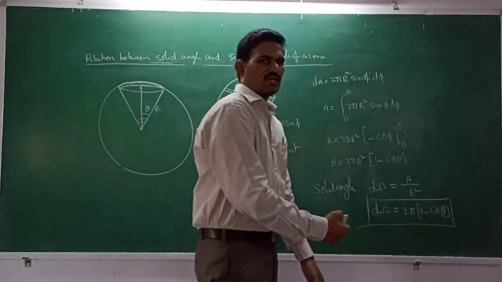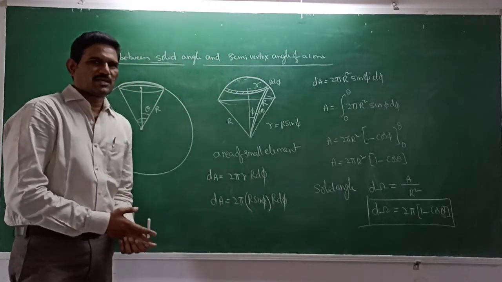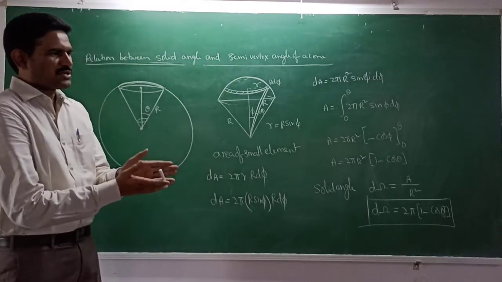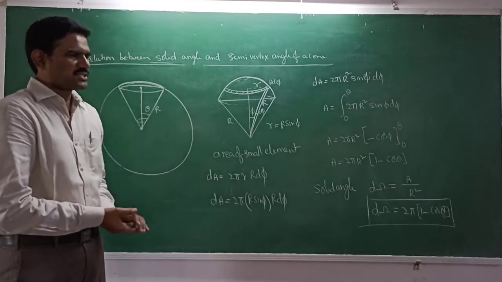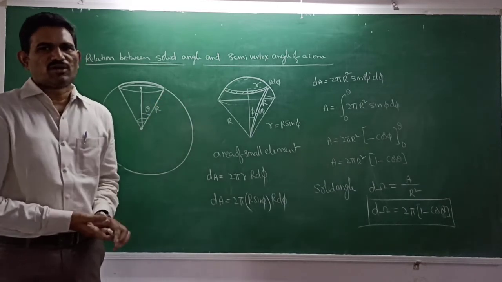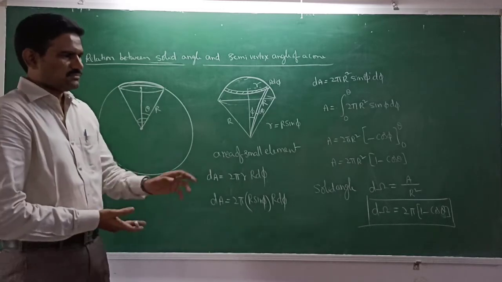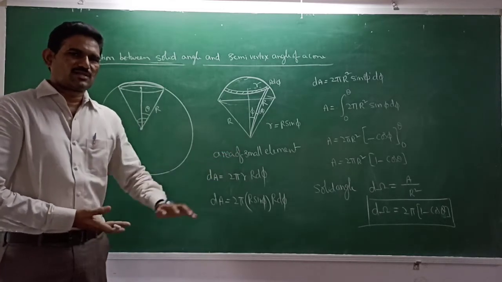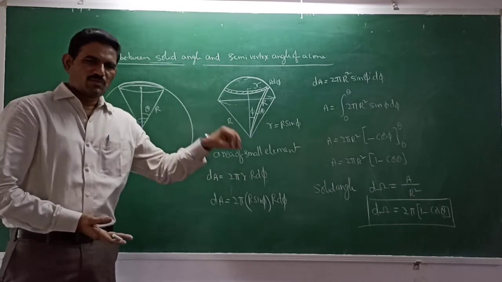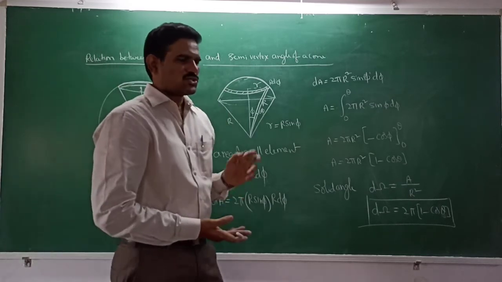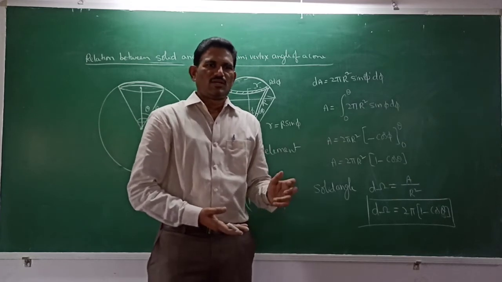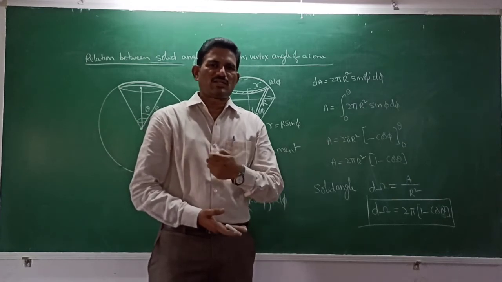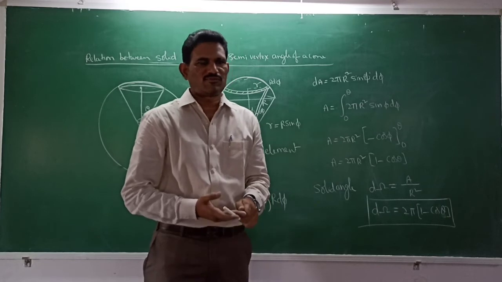So that is the relation between solid angle and the plane angle. That means if the semi-vertex angle of a cone is theta, then the corresponding solid angle we can write as 2 pi into 1 minus cos theta. It's an important relation. If you remember that relation, then we can solve some lengthy problems very easily, in a single step. If you use integration, it will take nearly one full page of calculation.